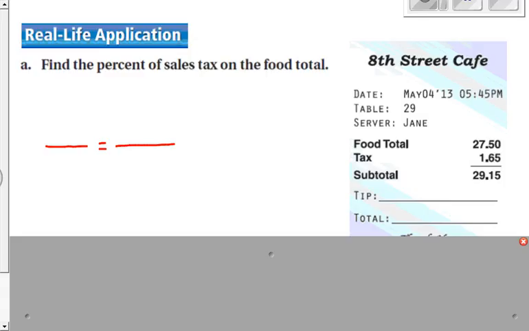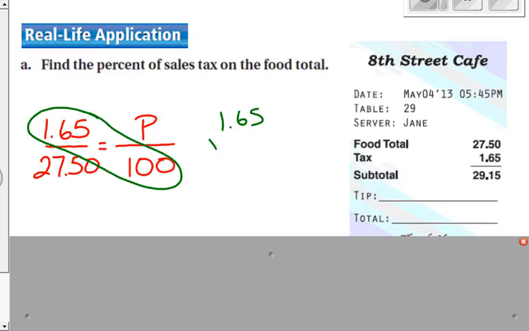So we are going to put $27.50 on our bottom left. We always put 100 on the bottom right. It says what percent, so we know it's P. Then we have our tax of $1.65. So again, we are going to multiply diagonally.